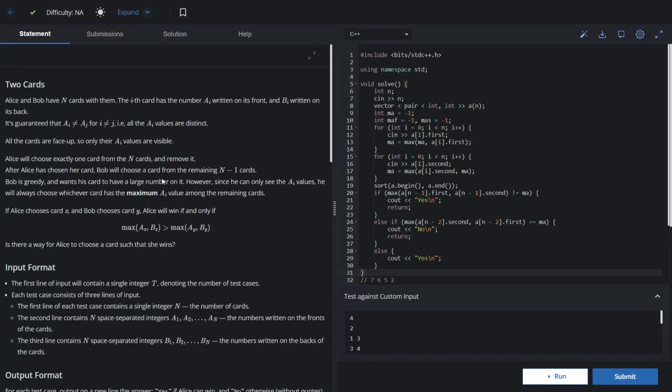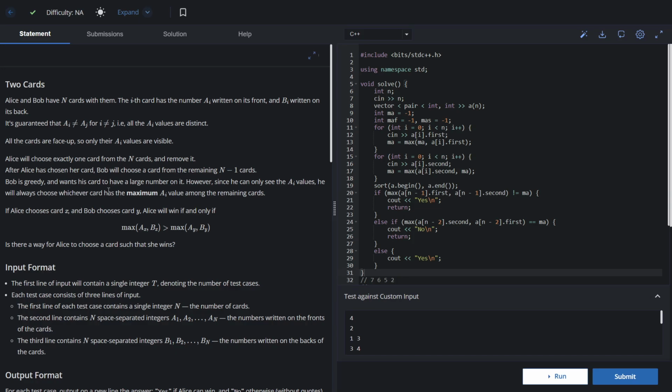We are solving problem two cards. In this problem, Alice and Bob are playing a game, and in this game they have n cards, and the n cards have two numbers written, one on the front and one on the back. So A_i is the number written on the front of the cards, and B_i is written on the back. Now Alice will choose exactly one card from the n cards and she will remove it. So Alice is taking one card and now the deck remains with n minus 1 cards.